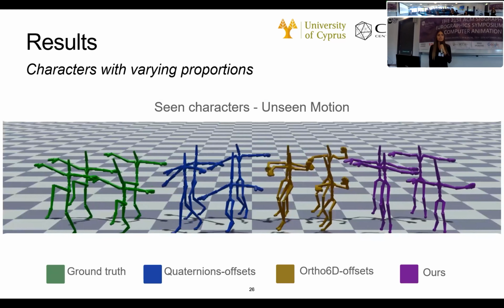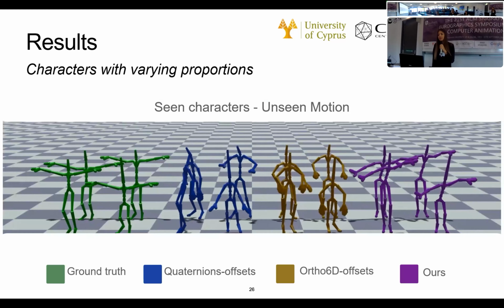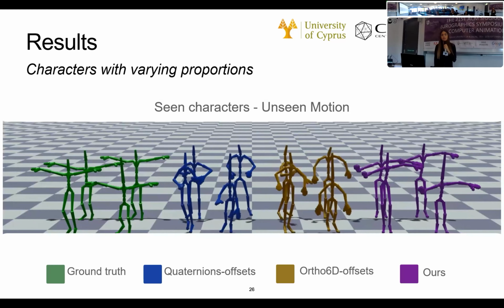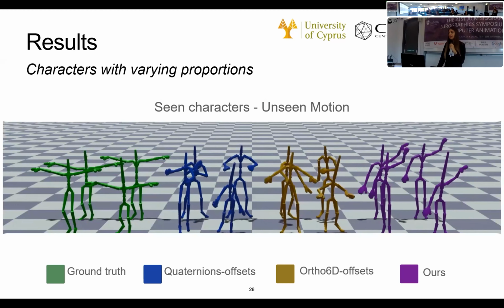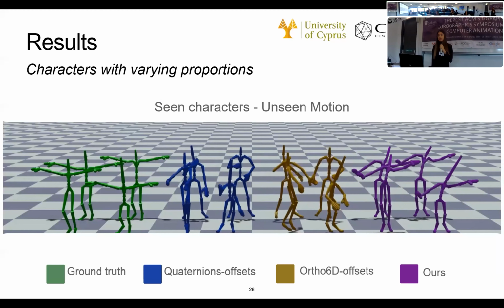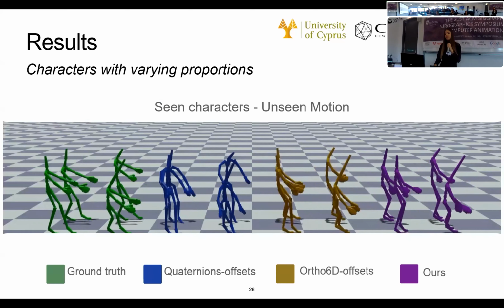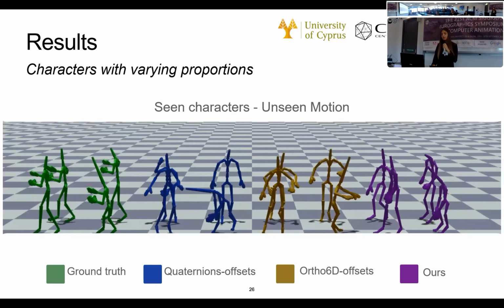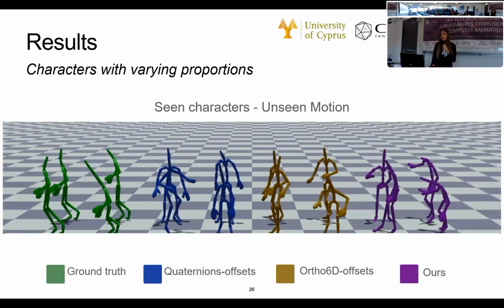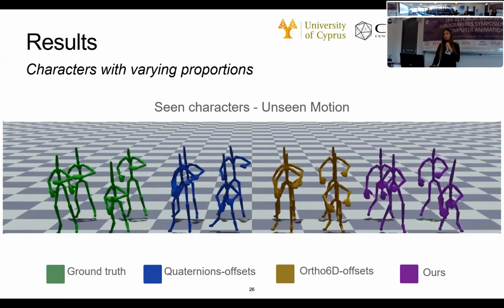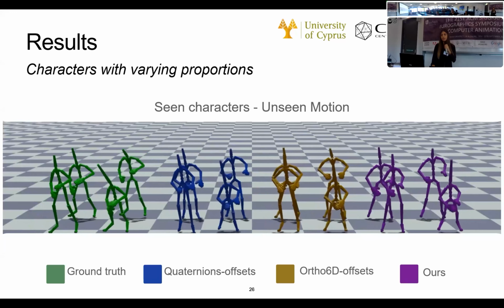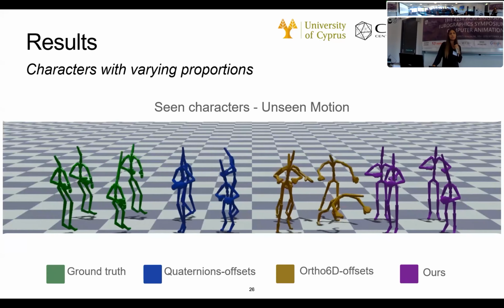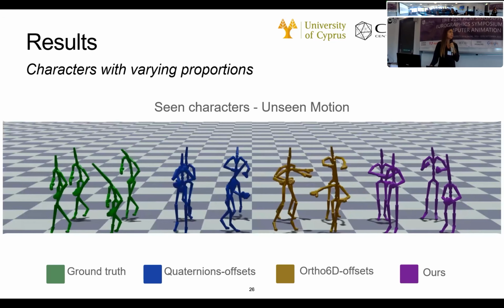Here we can see some qualitative results. We first evaluate the scenario of unseen motion on seen characters. The green skeletons correspond to seed motion used to initialize the model. Blue skeletons correspond to quaternions, yellow correspond to the ortho-60, and purple correspond to ours. As we can see, while the motion of the blue and yellow characters is jittery, the motion produced with our representation is more realistic and smooth.